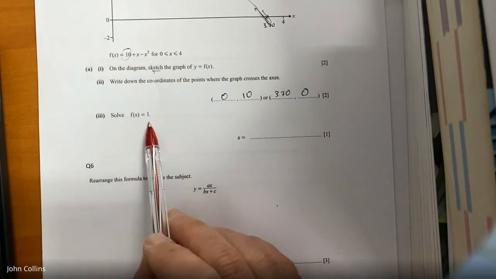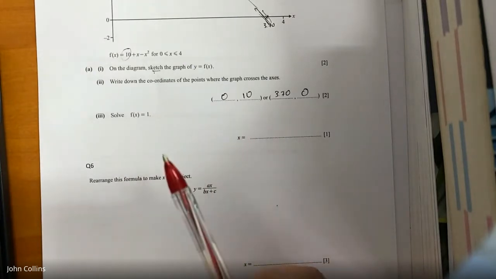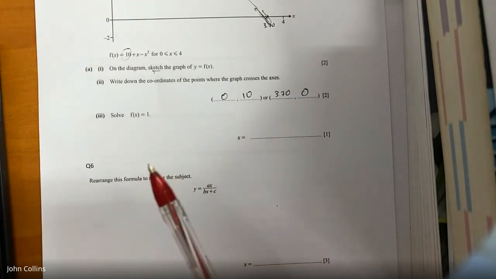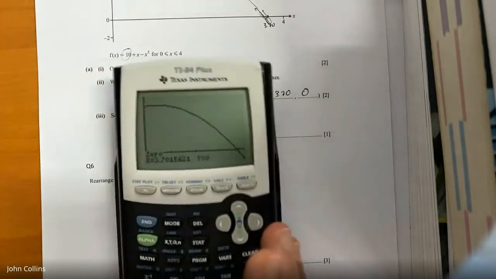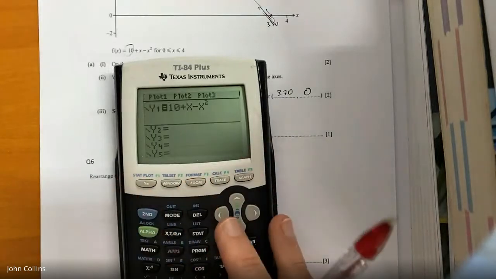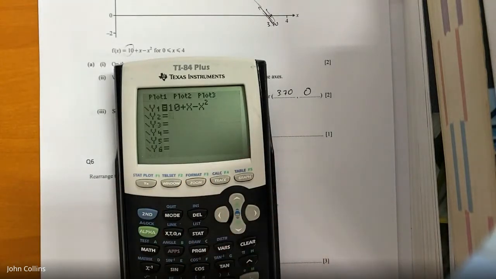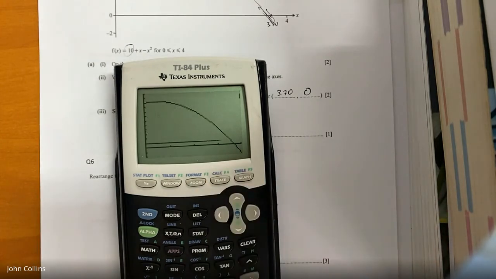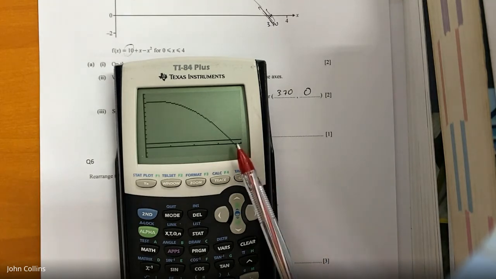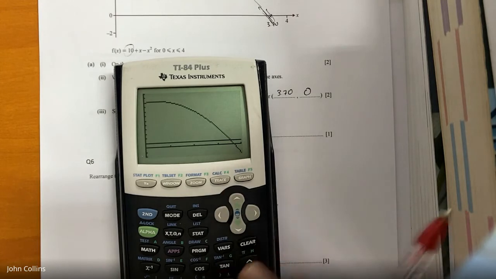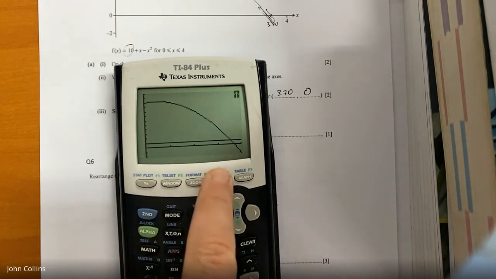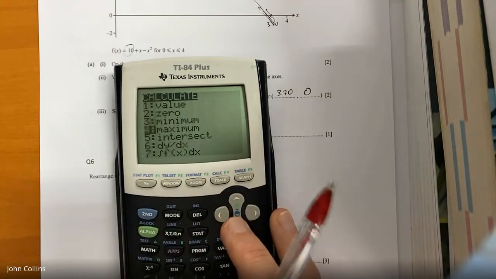Solve f(x) equal to 1. There's 2 ways of doing this, algebraically or just using your calculator. Let's use the calculator because I think that's where most of you are perhaps struggling, how to use the calculator. Draw a line at 1. Graph. They intersect. That's what you want to find. How do I find the intersection? Press second, calculate, and there's an intersection.